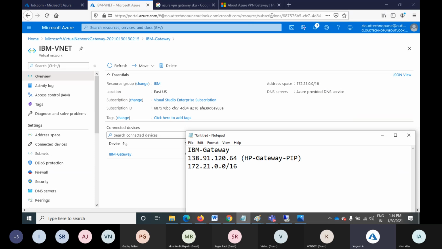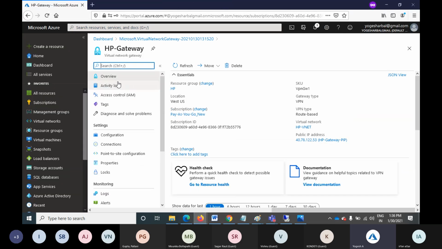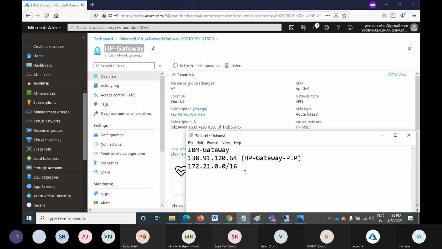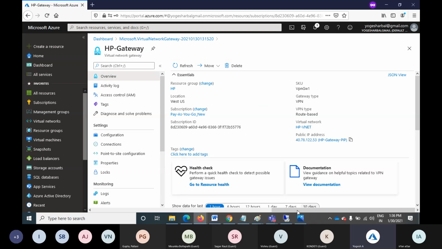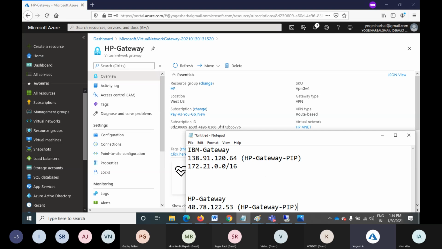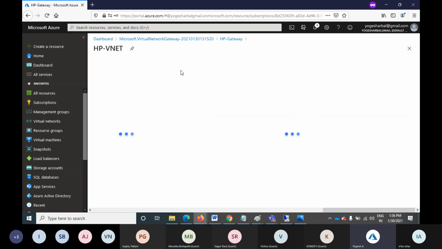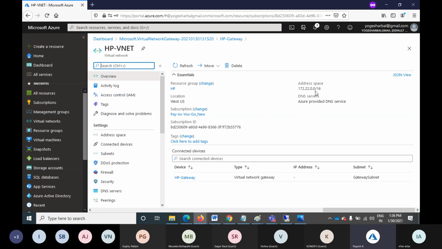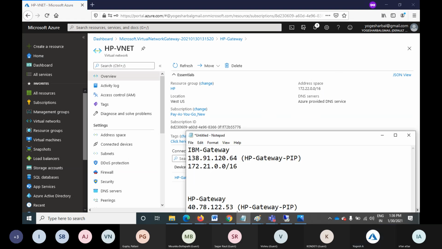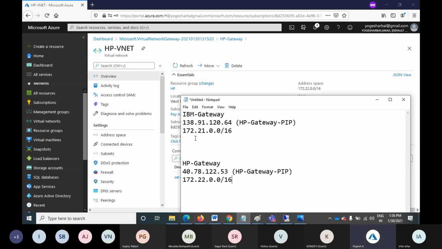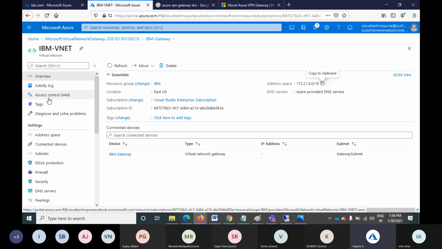Let me copy here. Okay, now on the other side, we are using the HP gateway. So this is the HP gateway, and this is the public IP of the HP gateway, and this is the HP VNet. This is the local network, right? Okay, now let's go to the IBM side first.